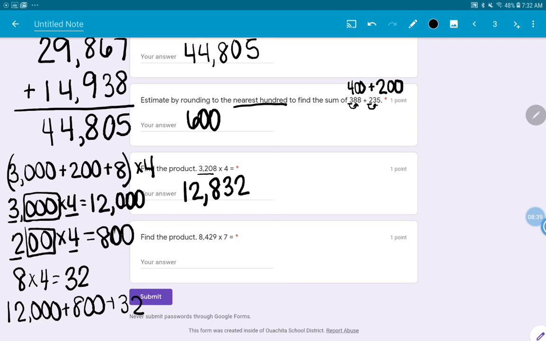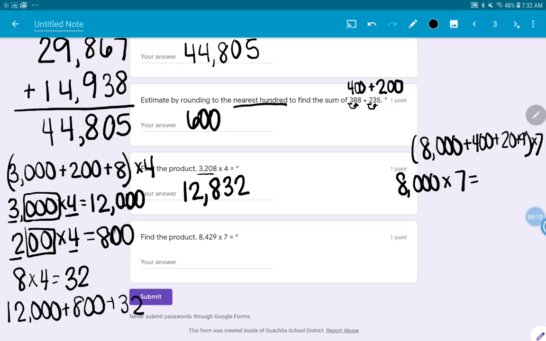I'm going to do the same thing to find the product of 8,429 times 7. I can rewrite 8,429 in expanded form. I'd have 8,000 plus 400 plus 20 plus 9. And I'm going to multiply that times 7. We have 8,000 times 7. 8 times 7 is 56. And then I have 3 zeros, so 56,000.